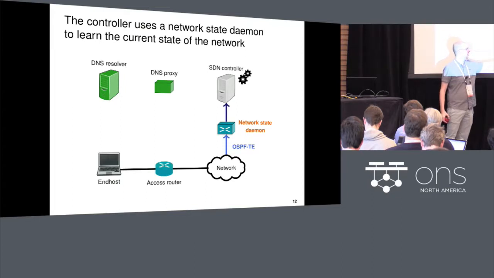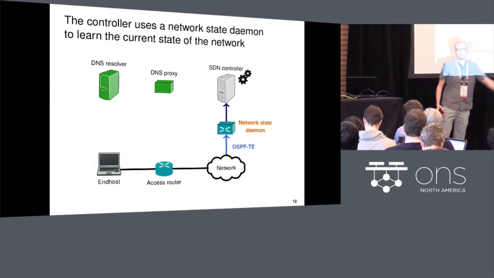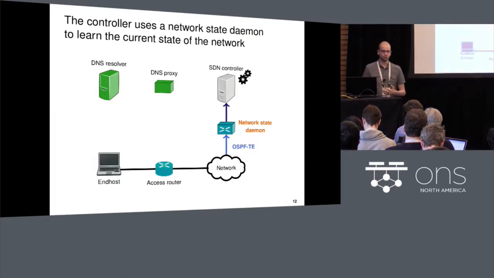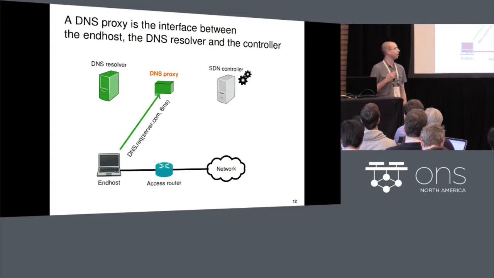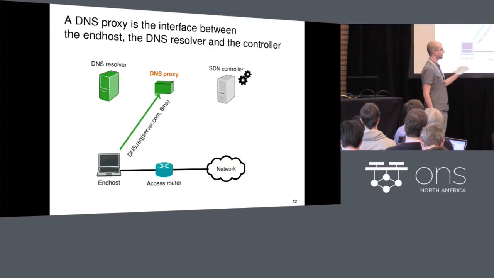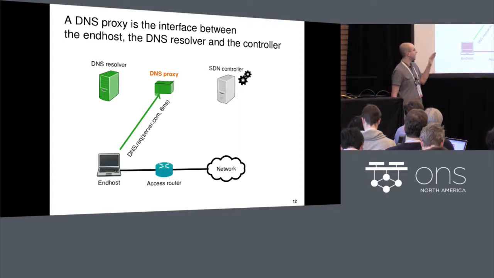The network state daemon is actually listening to what happens in the network. How does it do that? It listens to OSPF advertisements, for instance, that allow it to know which router or which link is up or not, and also, with the OSPF-TE extension, the current bandwidth utilization and latency of the links. So when an end host makes a DNS request to have 8 milliseconds of latency to server.com, it makes this request to the DNS proxy, which is the interface between the end host, the DNS resolver, and the SDN controller.